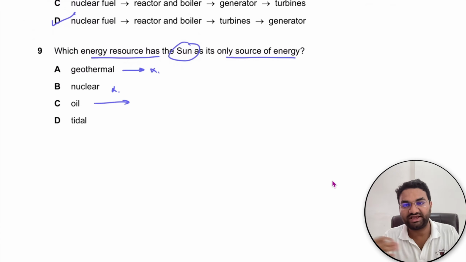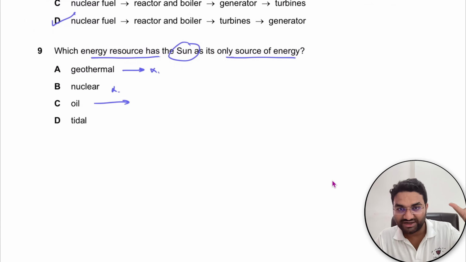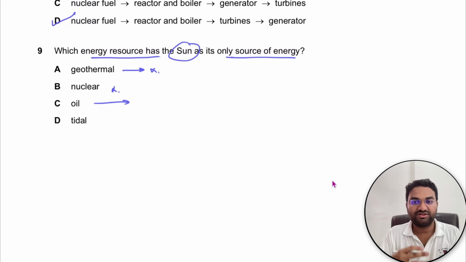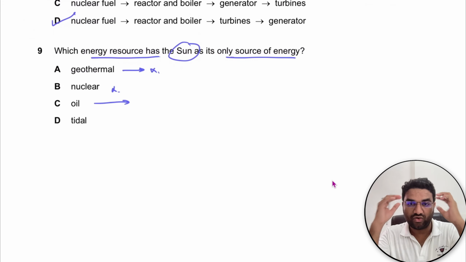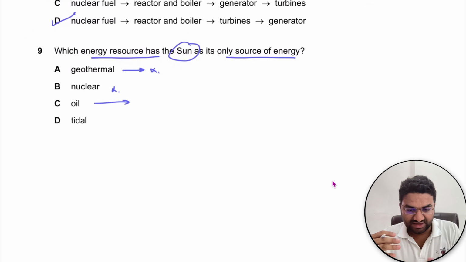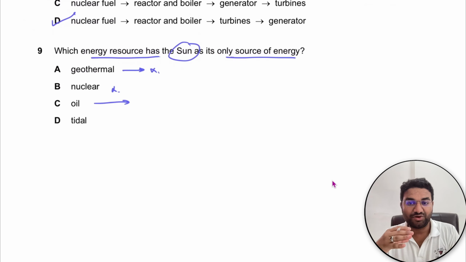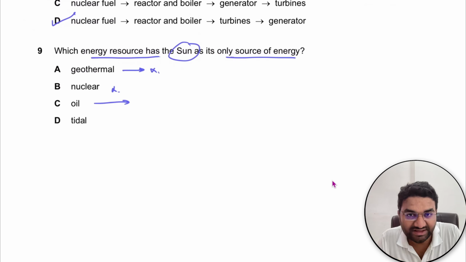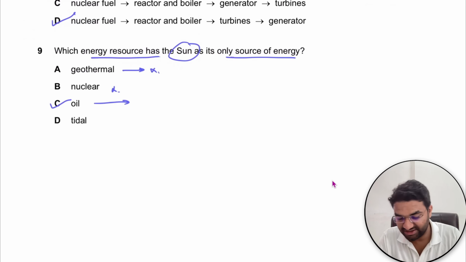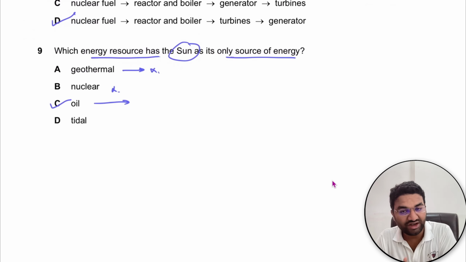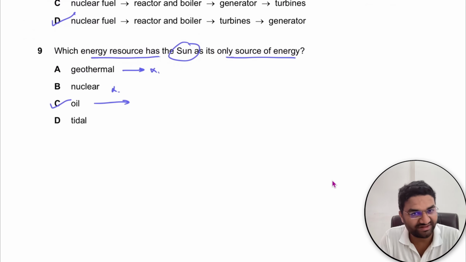So oil, we have to think about it, because we have to go back to the ancient time when the fossil fuels, actually all the trees and animals buried under the surface, right? It is converted into fossil fuel. But before that, all these trees actually used sunlight to generate the energy, isn't it? So that is the basic theory we have to utilize here. So oil is an energy resource, as the sun is the only source of energy because of photosynthesis.